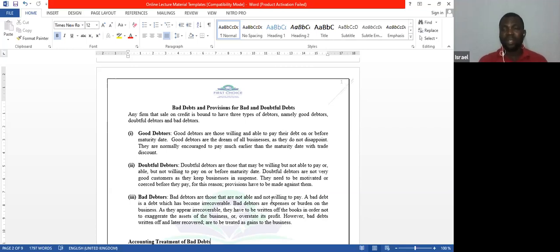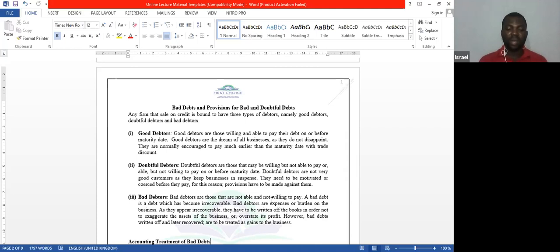But we now have another type of debtors. We call them doubtful debtors. Doubtful debtors are those that are willing but not able to pay, or they might be able to pay and not willing. So they are doubtful. As a company, you are not sure if they are going to pay or not. So you are looking at, okay, what can you do?